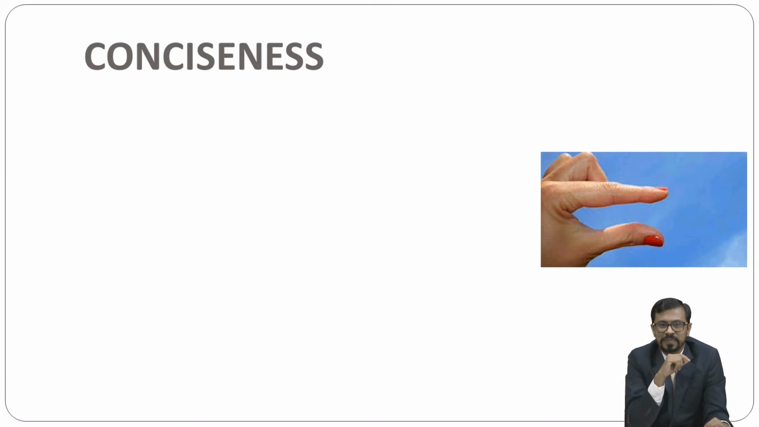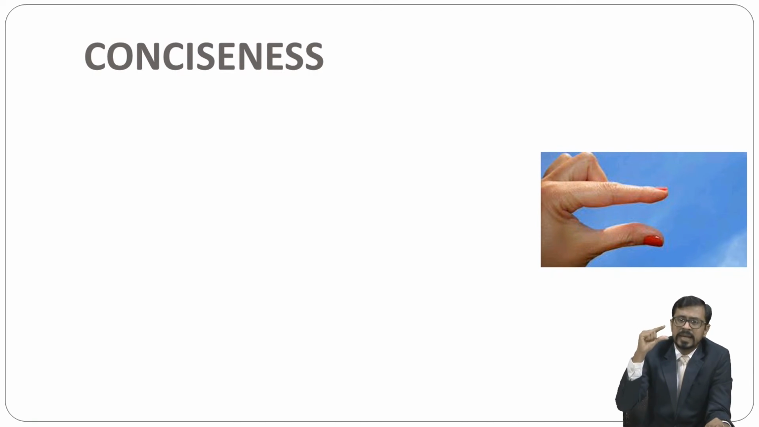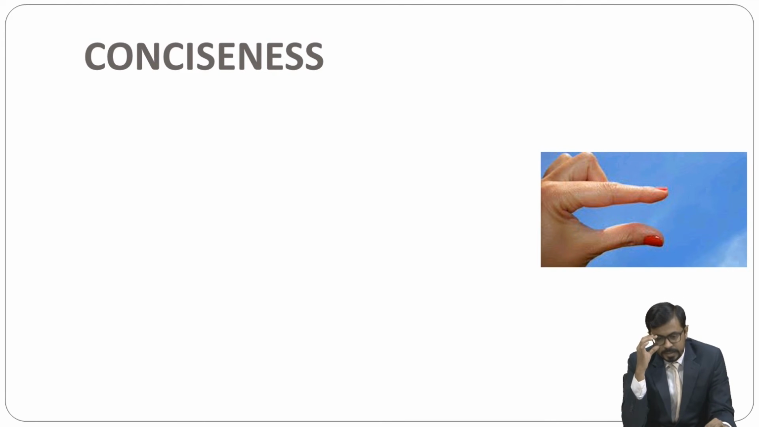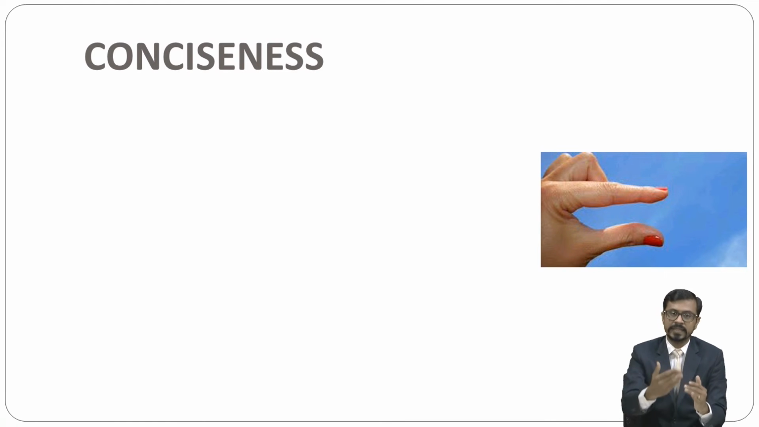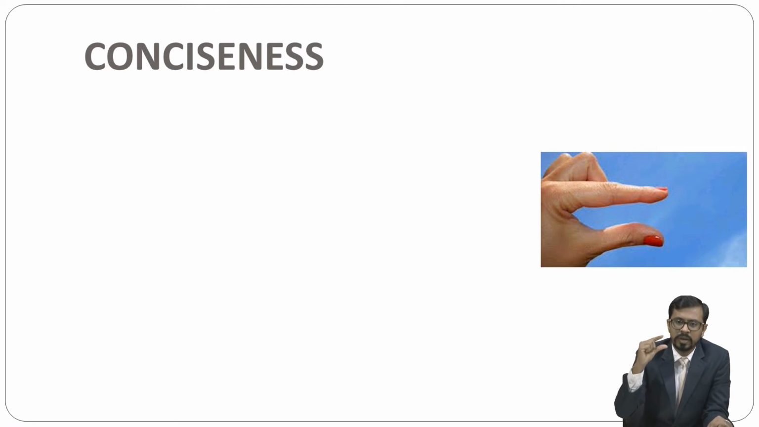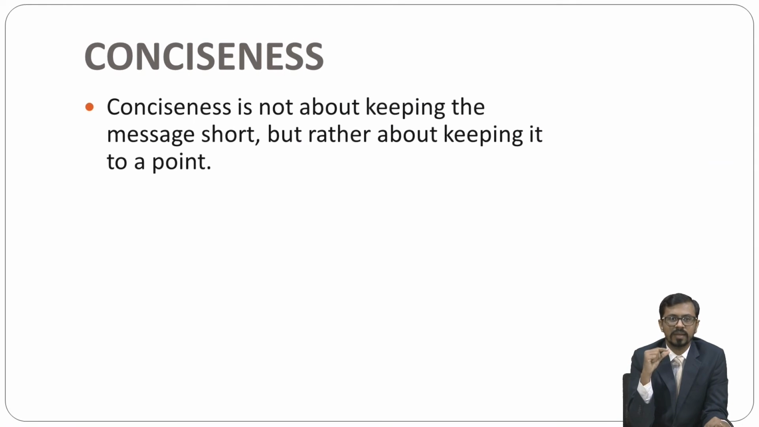The second is conciseness. Now, conciseness means that it should be precise, it should be small. That means you should not elongate or lengthen the entire message that you want to share, right? If you want to say something to someone, you do not need to repeat one and the same thing again and again. It should be small, it should be concise. Conciseness is not about keeping the messages short, but about keeping it to the point.